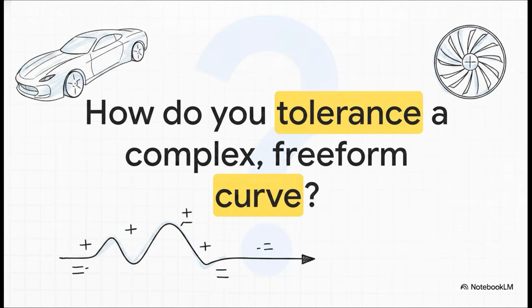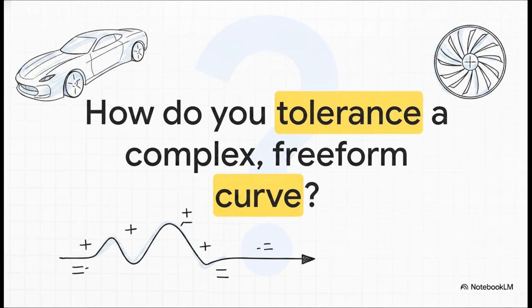I want you to imagine trying to tolerance a really complex shape, like, say, an aerodynamic automotive body panel, or one of those sweeping turbine blades. How do you even go about writing a basic plus and minus dimension for a free-form curve like that? I mean, where are you even measuring from? Which exact point on that crazy curve gets the plus or minus?